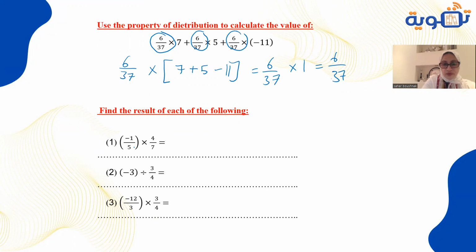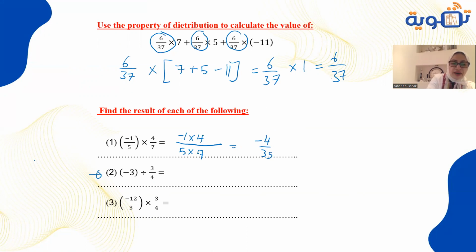To get the result of the following questions, in multiplying, I will multiply numerator by numerator and denominator by denominator. And all the time, you remember, two negative signs give me positive, and two different signs give me negative. So it will be negative 4 over 35.